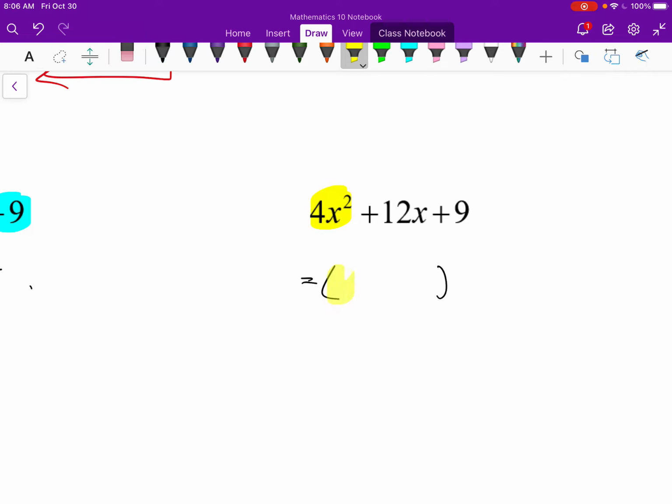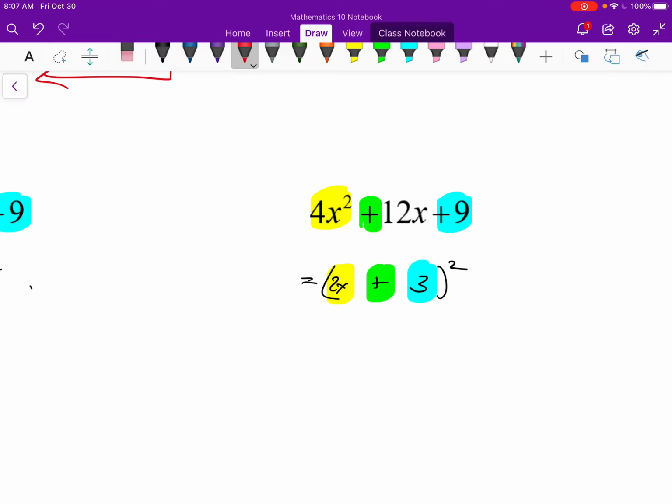What times itself equals 4x squared? 2x. What times itself equals 9? 3. What sign is right here? A plus. So 2 of those factors, and I'm done. That's it. And this leads me into the final problem.